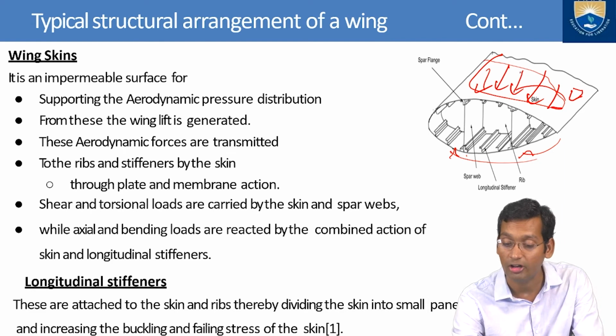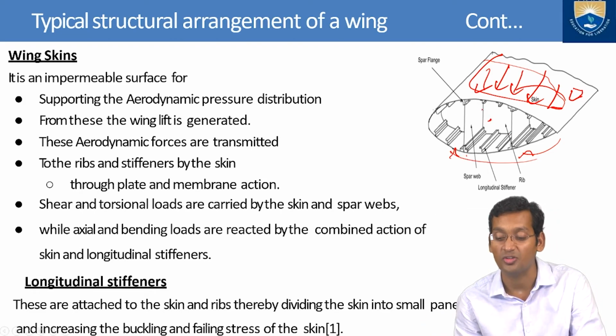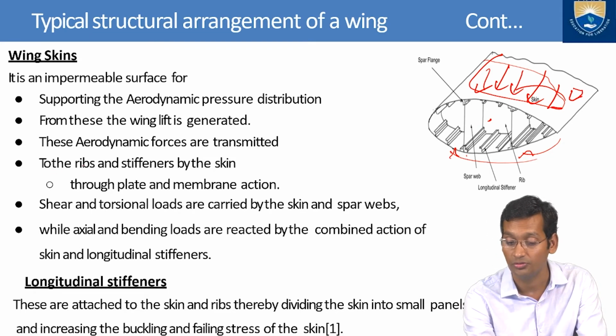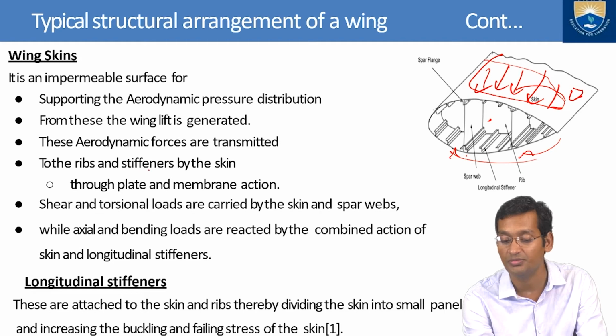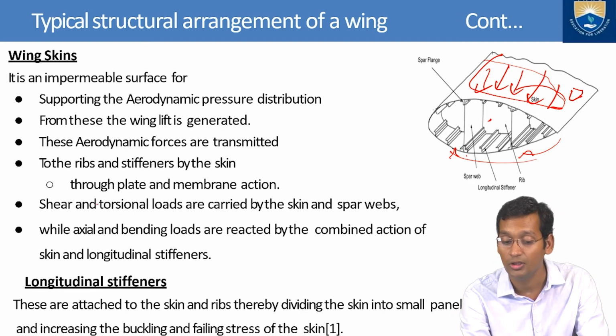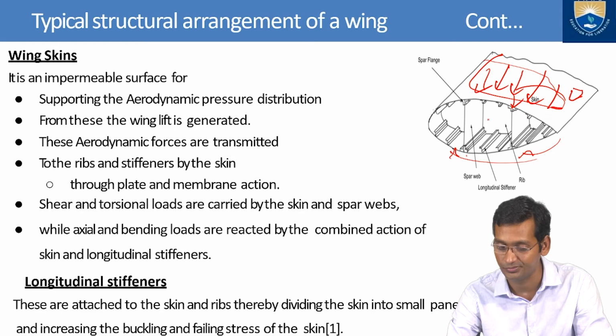Whatever aerodynamic forces are there, the skin transmits them to the ribs and other parts, and those forces are again transmitted to the other members. So they are transmitted to the ribs and the stiffeners by the skin, through plate and membrane action. They are connected, and they transfer those forces to the ribs and stiffeners.